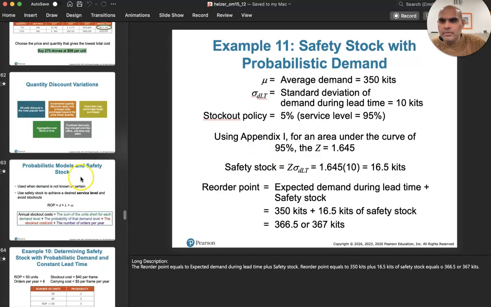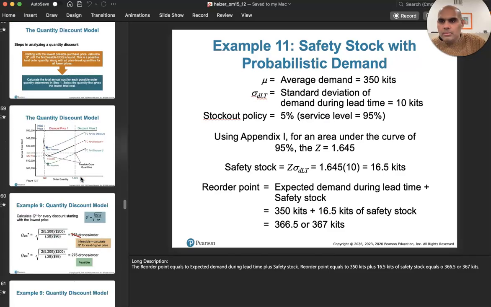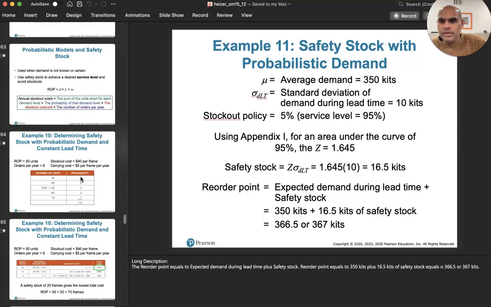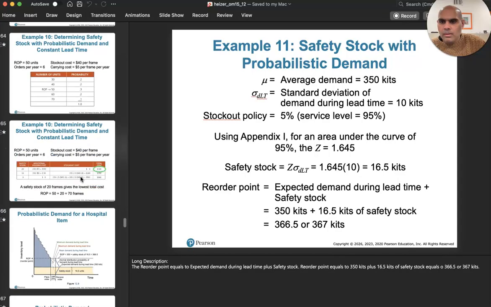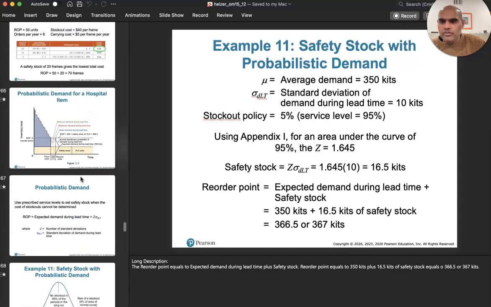So where is this example from? This example is from the textbook, so that's fine. I'll look it up for you guys in a second.